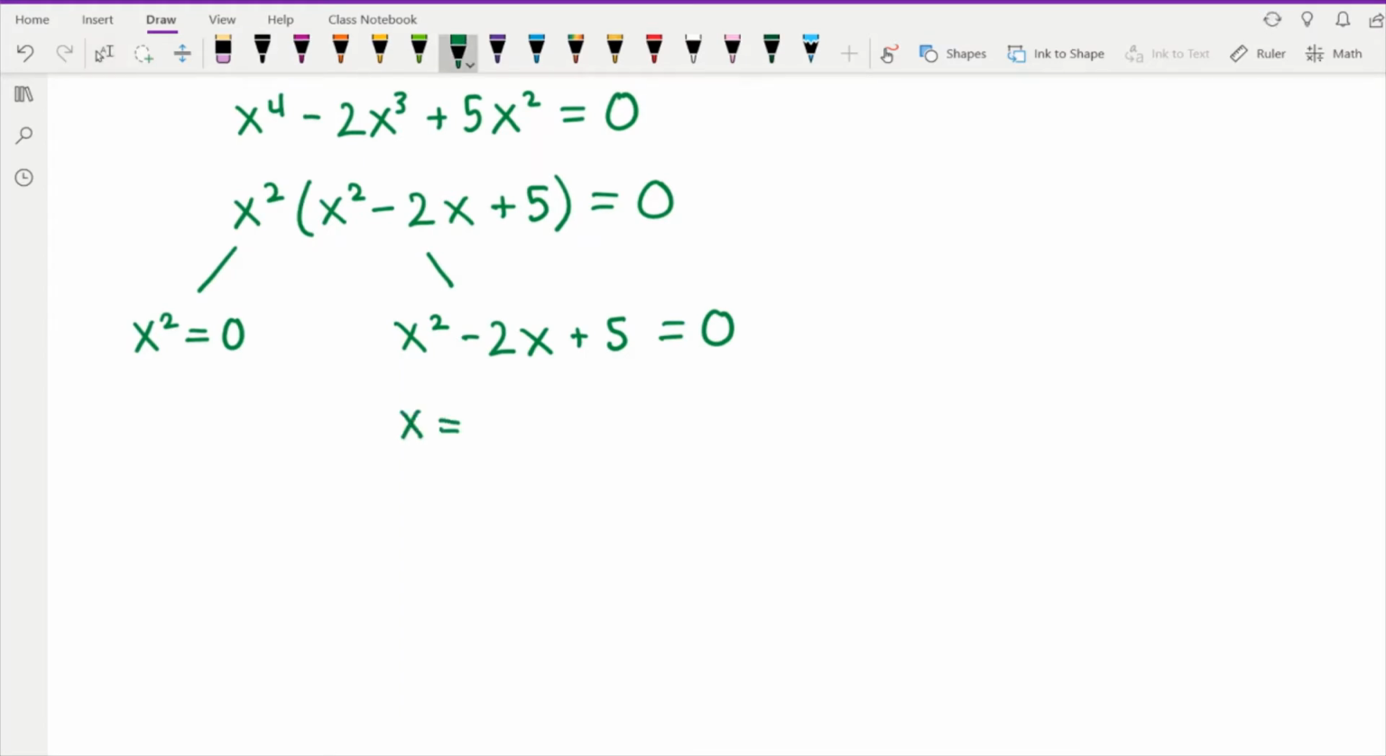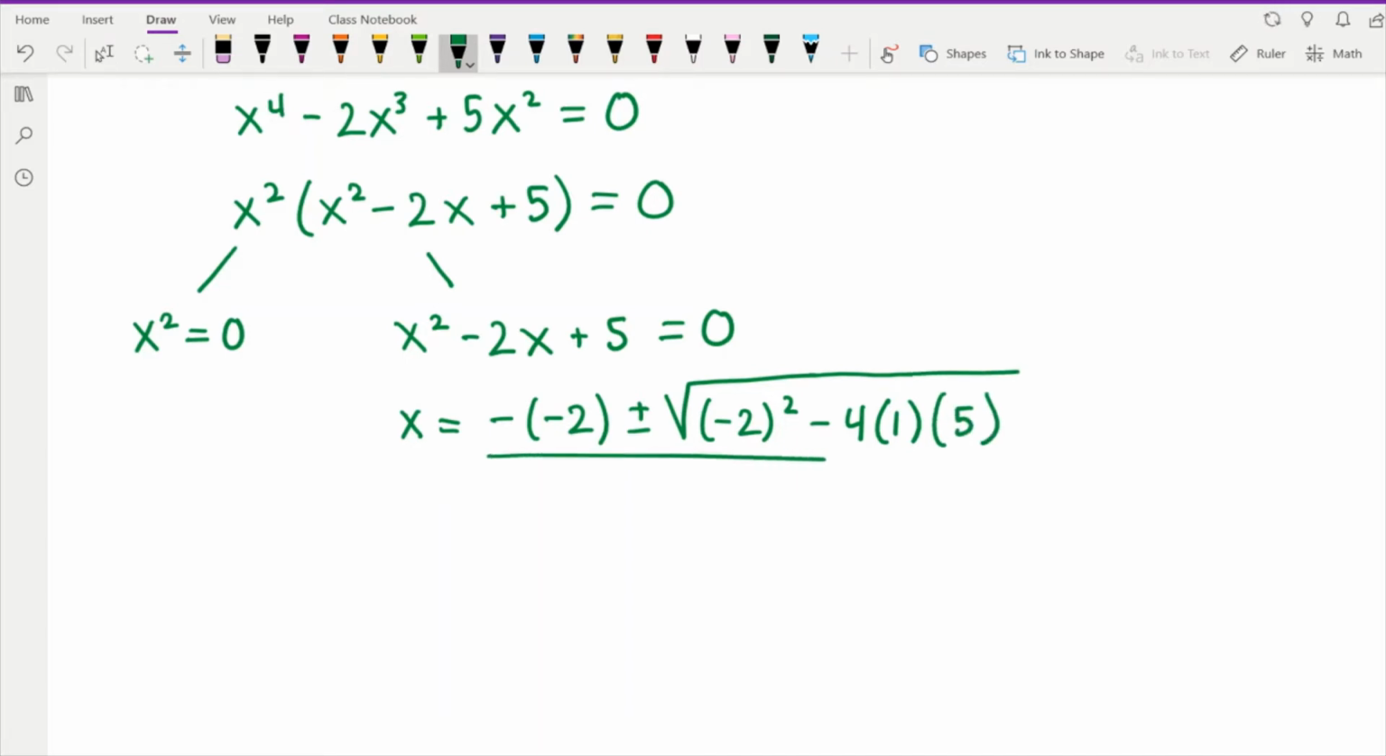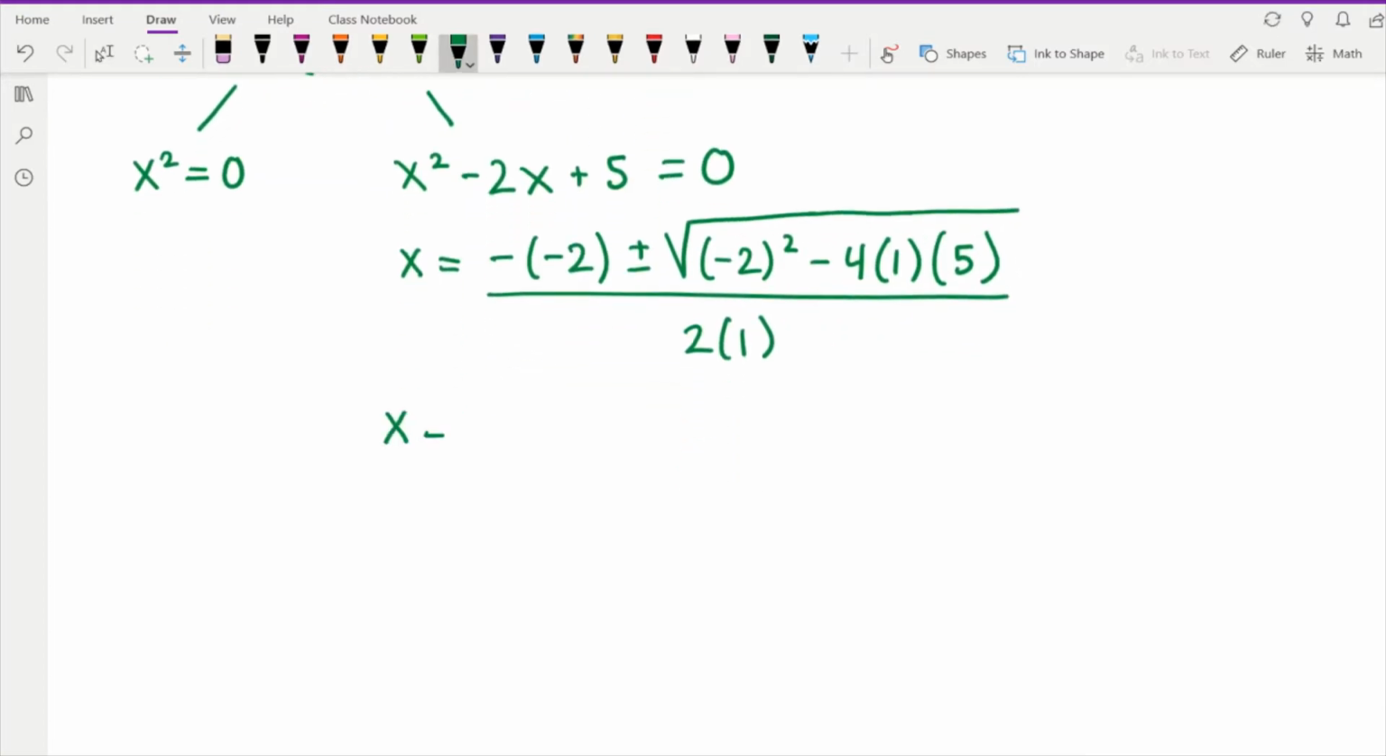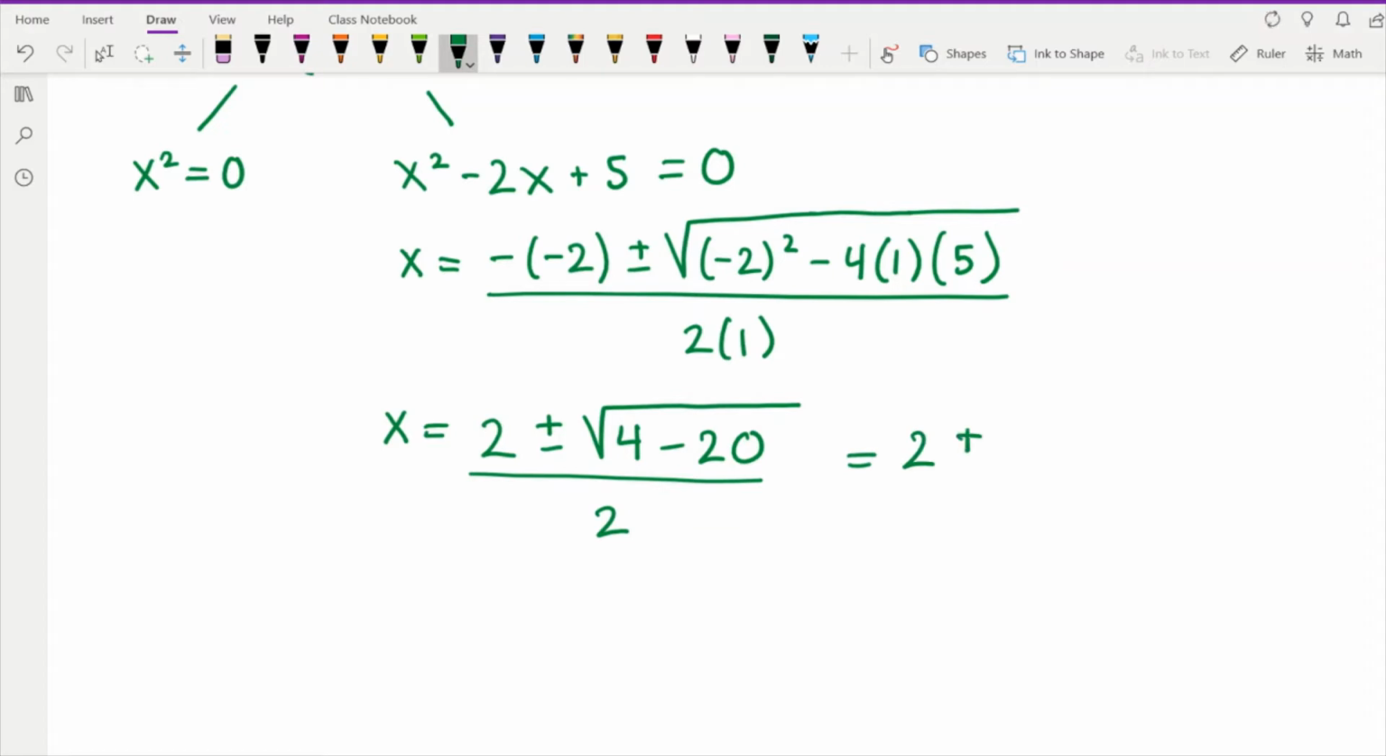So we say x is equal to negative b, so in this case that's -2, plus or minus the square root of b squared, so -2 squared, minus 4 times a, so that's 1, times c, which is 5, all divided by 2a, which in this case is 2 times 1. So this is going to simplify to 2 plus or minus the square root of 4 minus 20, divided by 2. And so 4 minus 20 is going to be the square root of negative 16.